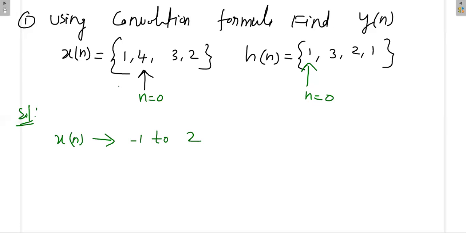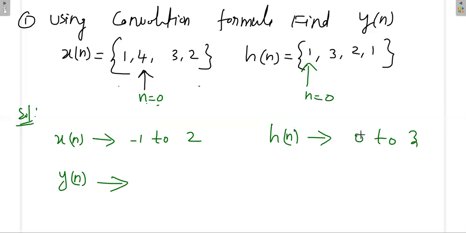That means n is equal to 0. This is n is equal to 1. At n is equal to 1, value is 3. At n is equal to 2, value is 2. That means the time index of x of n is going from n is equal to -1 to n is equal to plus 2. Here h of n is going from 0 to 3. That means what will be the nature of y of n? What will be the time index of y of n?